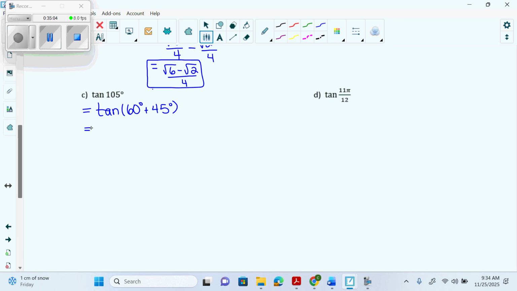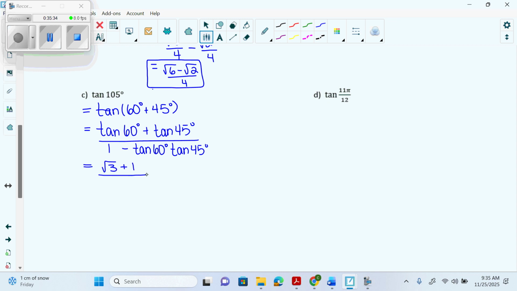So we're going to get tan 60 plus tan 45 over 1 minus tan 60 tan 45. I personally love the 45-degree angles for tan and cotan because they're either ones or negative ones, right? No fractions. Great things. Okay, so tan of 60 is root 3, plus 1 over 1 minus root 3 times 1. Well, multiplying by 1 does nothing. So we get root 3 plus 1 over 1 minus root 3.